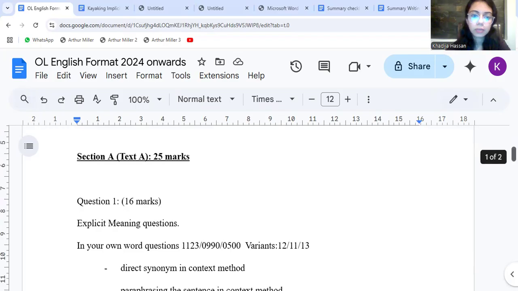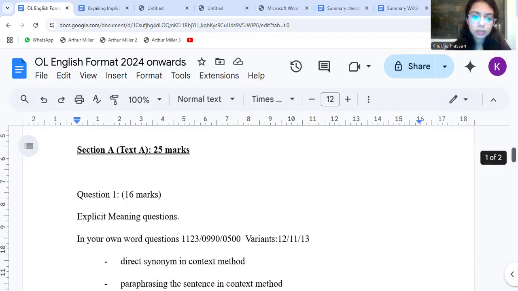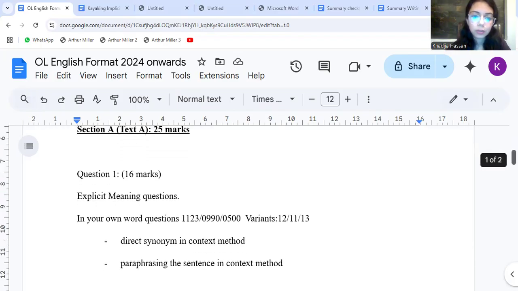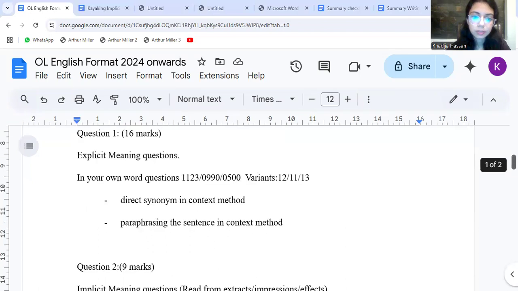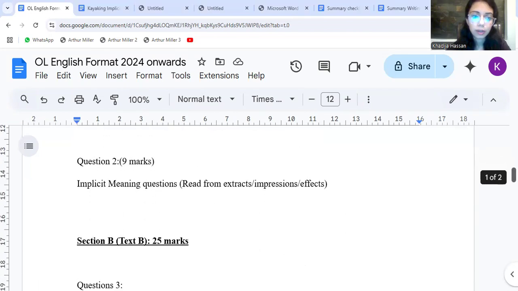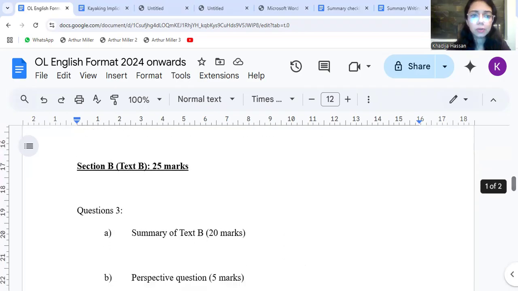Section A comes entirely from text A, which is for 25 marks. Question one, which is a 16-mark question, is explicit meaning questions, and question number two, which is a 9-mark question, is implicit questions. Then we're now moving towards section B, which comes entirely from text B and it's for 25 marks. Question number three, summary of text B for 20 marks, and then the perspective question for 5 marks.